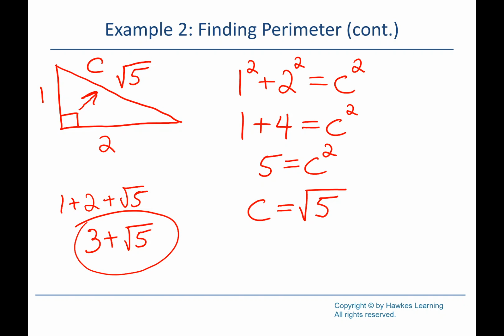All right, so that's perimeter. Just add up all the sides. It doesn't matter how many sides you have or anything like that. Just add them all up to get the perimeter.